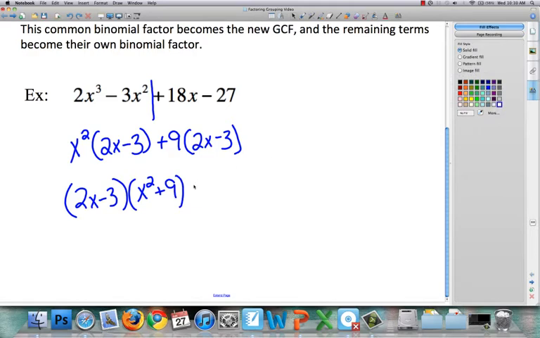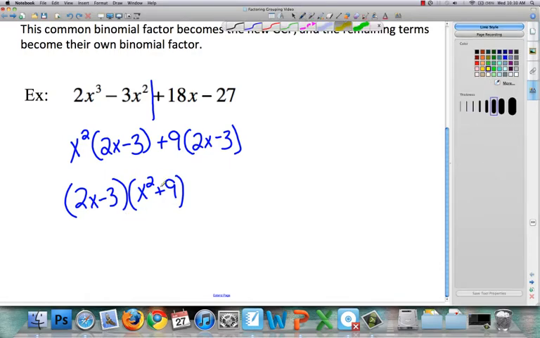Now some of you might want to factor this by difference of 2 squares, but remember you can't factor this any further because this would have to be a subtraction sign. X squared plus 9 you can't factor any further, so this is actually our final answer. So our final answer is 2x minus 3, x squared plus 9.